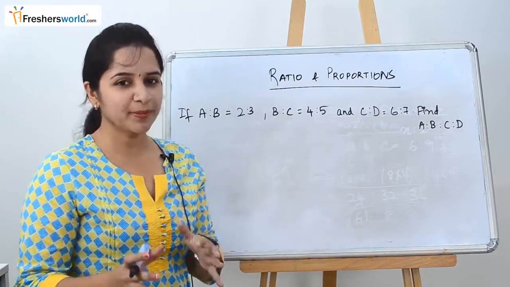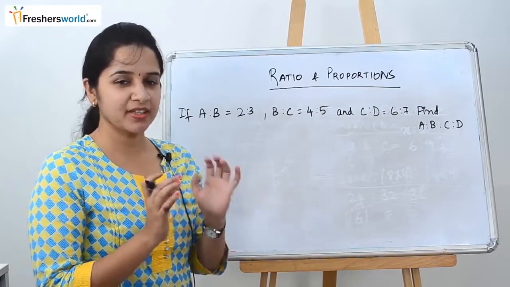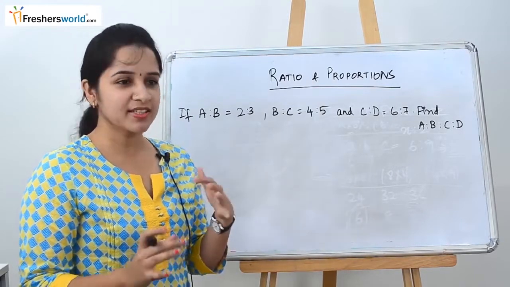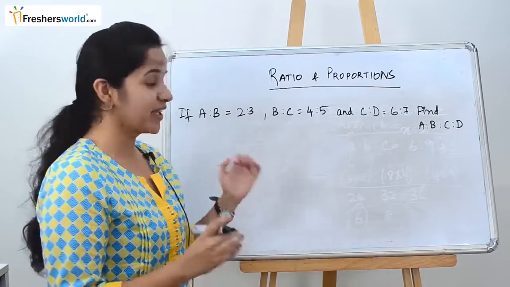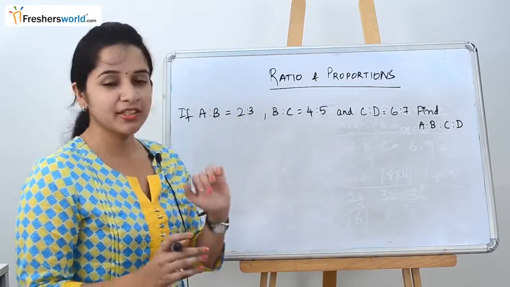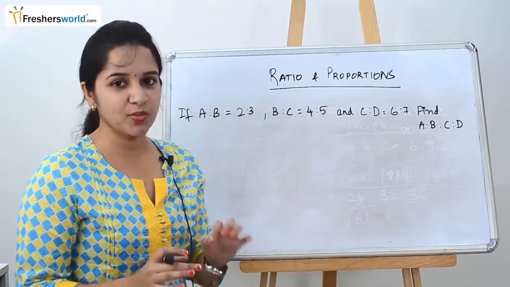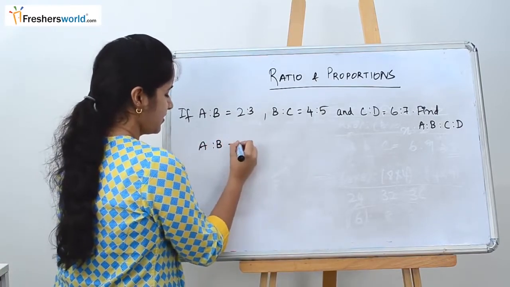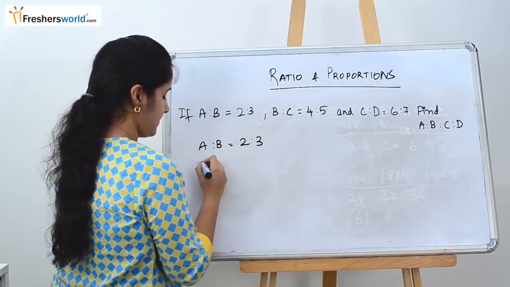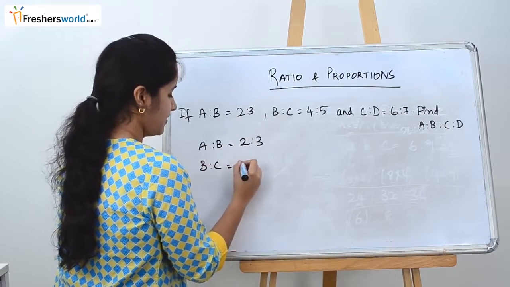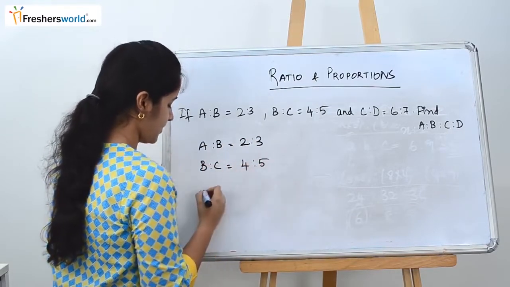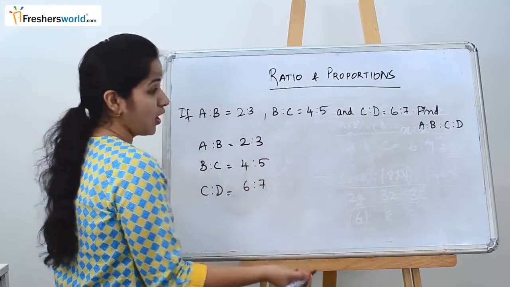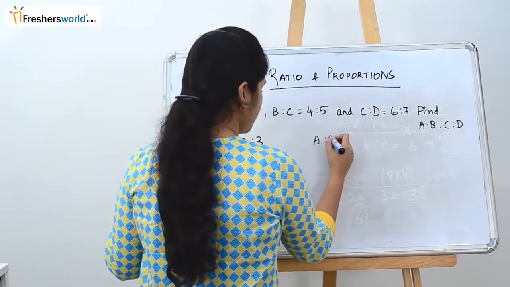Generally, people solve it the three-variable way: they take the common multiplier, multiply across, and find it. That's an exorbitant technique that will take a lot of time to solve. The technique that I am going to tell you is very easy once you remember it. So let's take a is to b is 2 is to 3, b is to c is 4 is to 5, c is to d is 6 is to 7. How are we going to find a is to b is to c is to d?